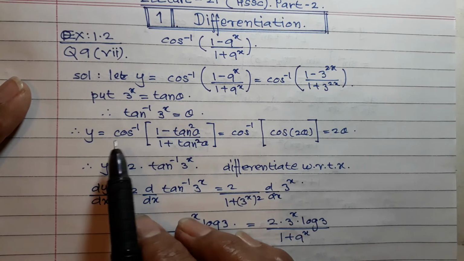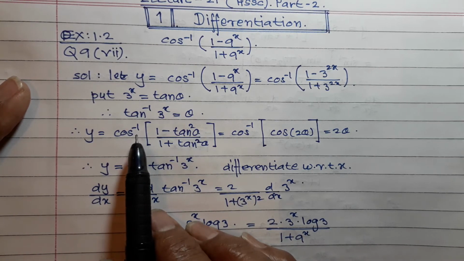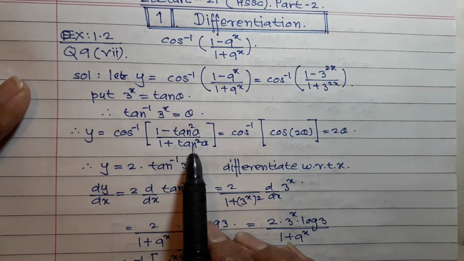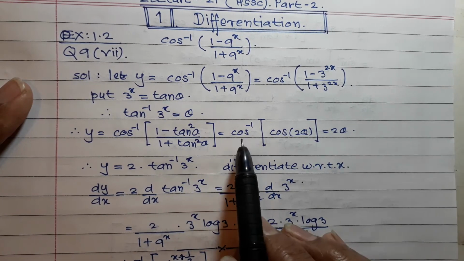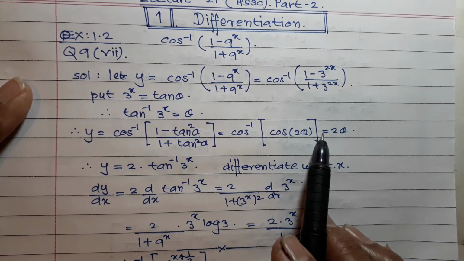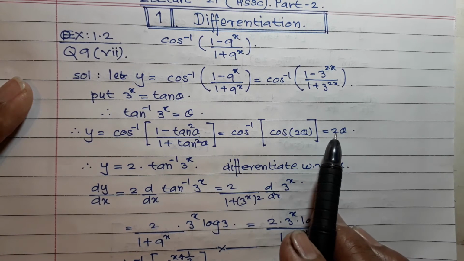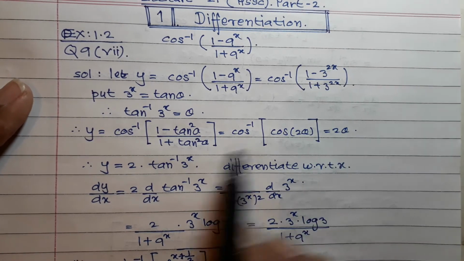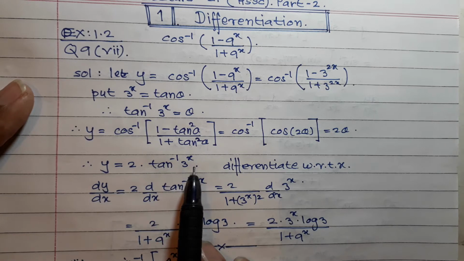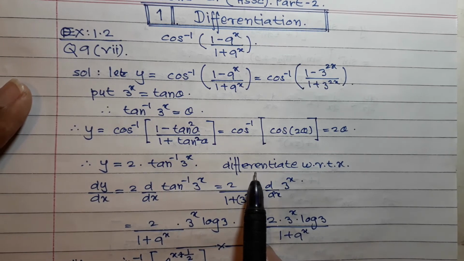y is equal to cos inverse of (1 minus tan square theta) upon (1 plus tan square theta), which is equal to cos inverse cos 2 theta, and hence y is equal to 2 theta, and therefore y is equal to 2 into tan inverse 3 raised to x.